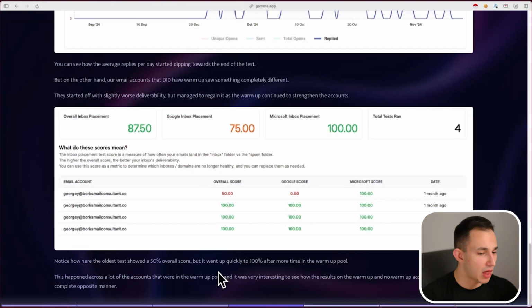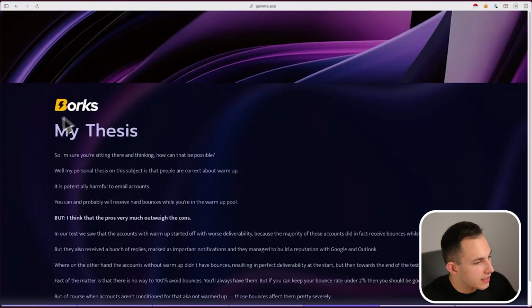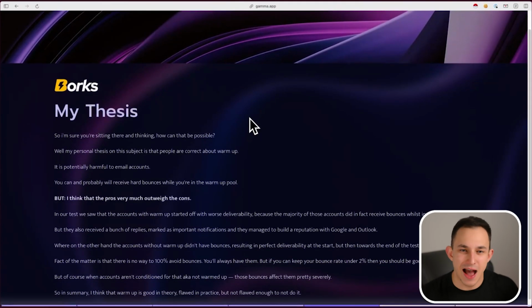Okay. Now this happened to a lot of email accounts. I'm not just cherry picking, showing you guys one account where this happened. This was the majority of accounts. So of course, it was really interesting how it acted in a complete opposite manner. Okay. Now, here is my thesis. Now, I'm sure you're sitting there thinking to yourself, how can this be possible? How does this make any sense?